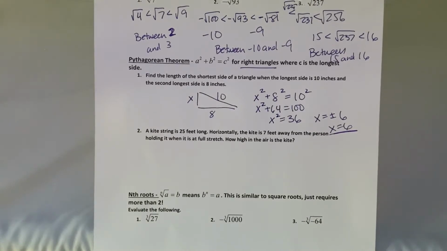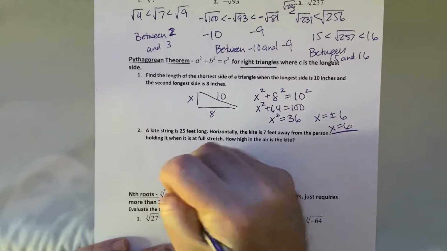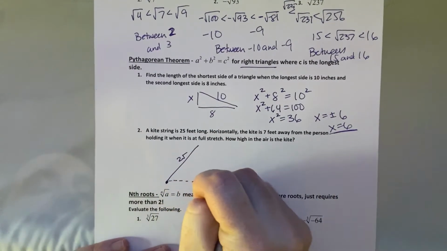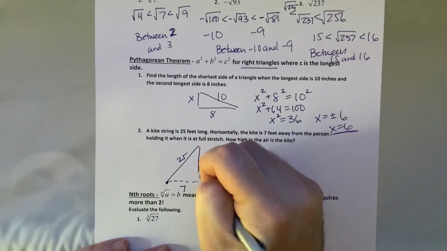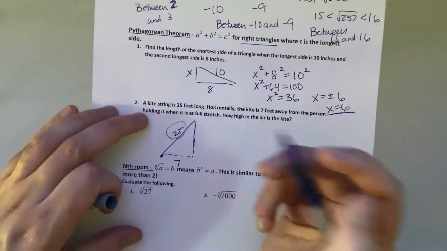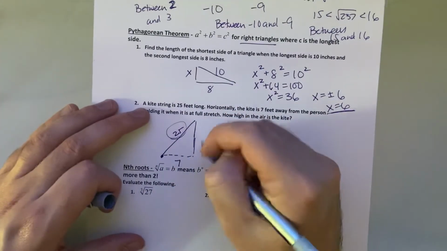The kite string is 25 feet long. Horizontally, the kite is 7 feet away. So we've got a person holding a kite. It's 25 feet long. Said horizontally, this is 7 feet away. How high in the air is it? Again, this is our c, it's on the long side. This is a right triangle.